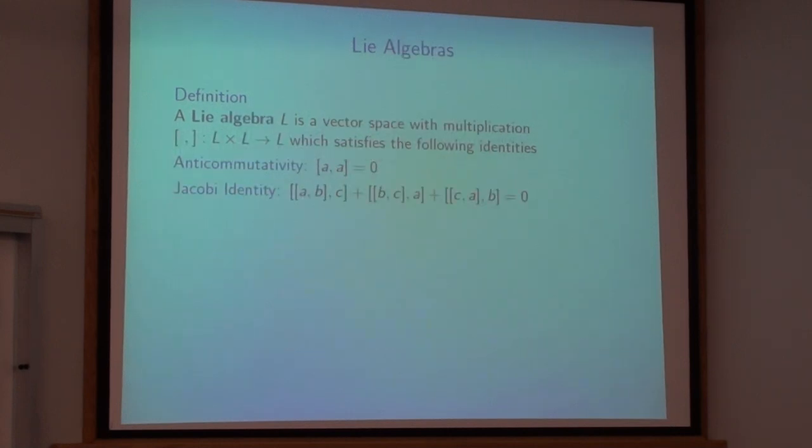So now let me get to the definition of a Lie algebra. A Lie algebra is a vector space with a multiplication, usually denoted by a bracket, and two axioms: anti-commutativity, which says that [a, a] equals zero. It's an easy calculation that it follows that [a, b] equals negative [b, a], hence the name. And the Jacobi identity, which is a three-term identity.